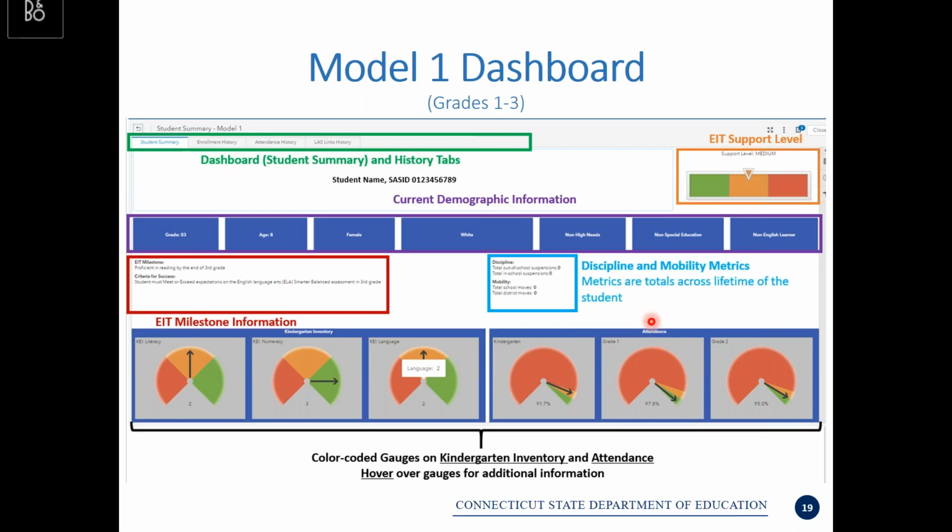In the blue text box above the gauges, this shows the sum of discipline events and non-traditional school moves and district moves up to that point in the student's academic career. In the upper right-hand corner in the orange box, we see the EIT support level, which was determined based on these data. In the green box in the top left, this is where you'll find the tabs that allow a dive into the historical enrollment, attendance, assessment, and lost links records for the student.